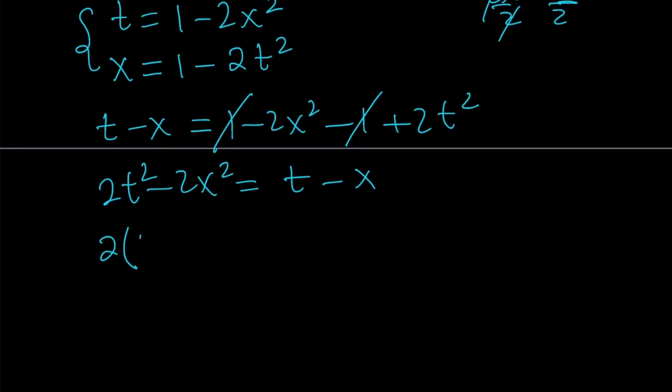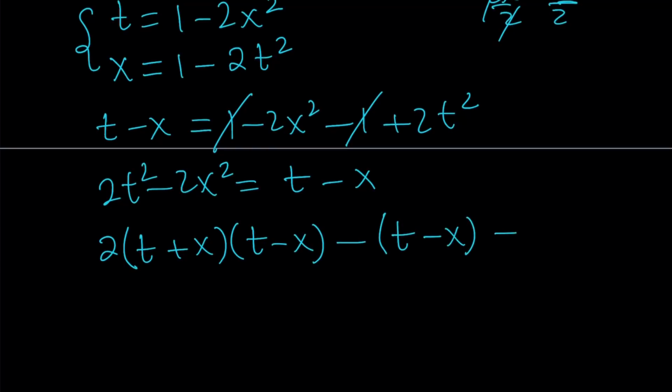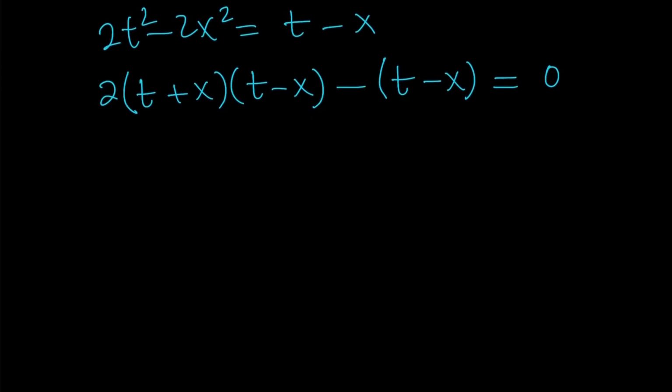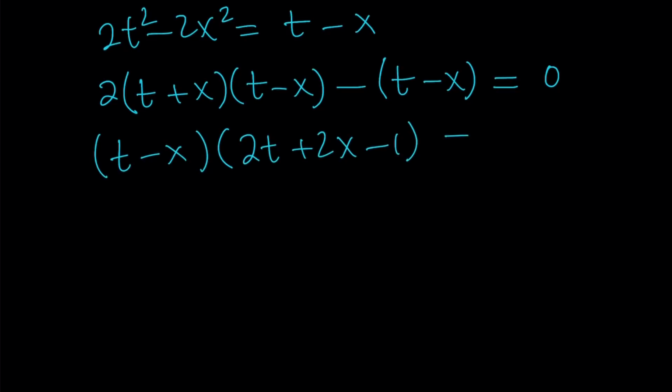I'll factor the left-hand side. And the right-hand side, I'm just going to subtract. Instead of dividing, I'm just going to subtract it. So now t minus x is a common factor, so we can go ahead and take it out. And then from here we get 2t plus 2x minus 1. Great. So from here we get two results: t equals x, or x equals t, and then 2t plus 2x equals 1.